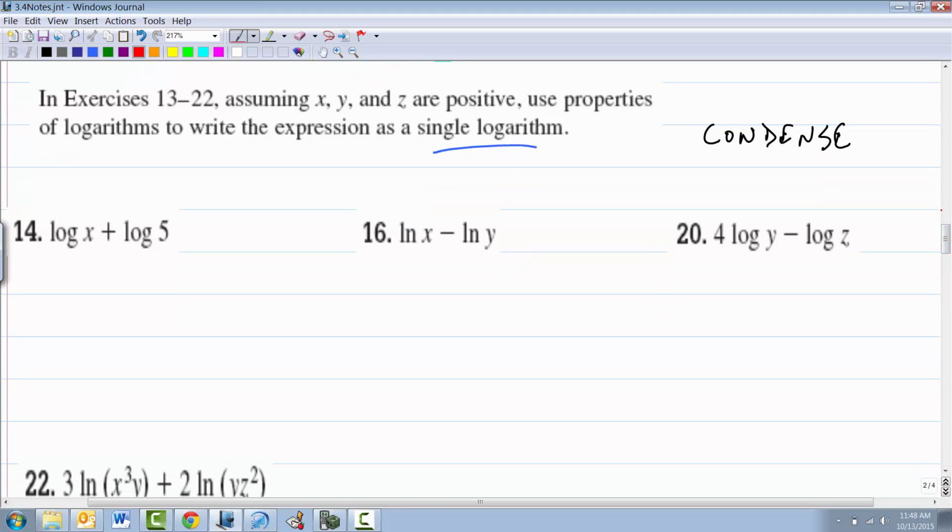What's the first answer? I should bounce around the room, but I'm not going to. Let's be efficient on the notes. Log what? Log what? Not x5. We don't write it like that, right? What's the next one? ln x over y.